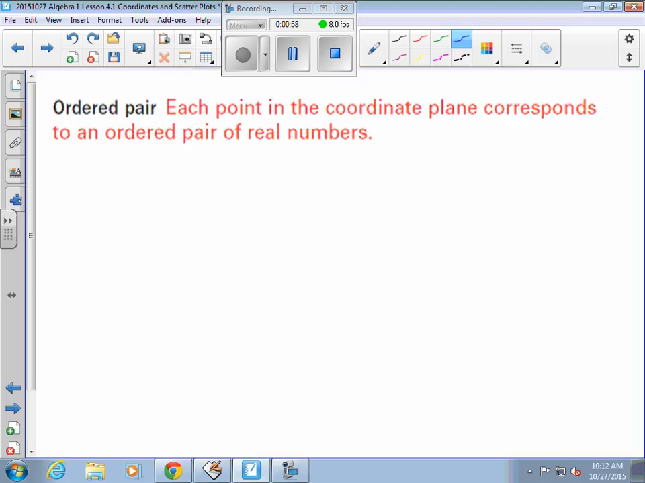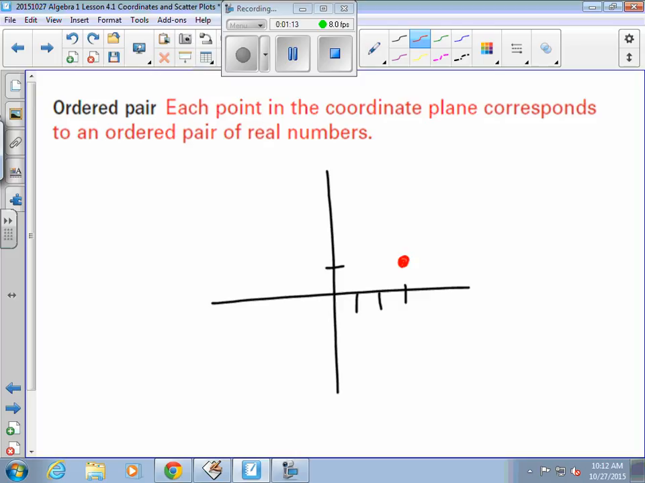Okay, an ordered pair. Each point in the coordinate plane corresponds to an ordered pair of real numbers. This is a plane. This point: 1, 2, 3, 1. This point's ordered pair is (3, 1). Its x value and its y value. The ordered pair is that point on the real number plane.